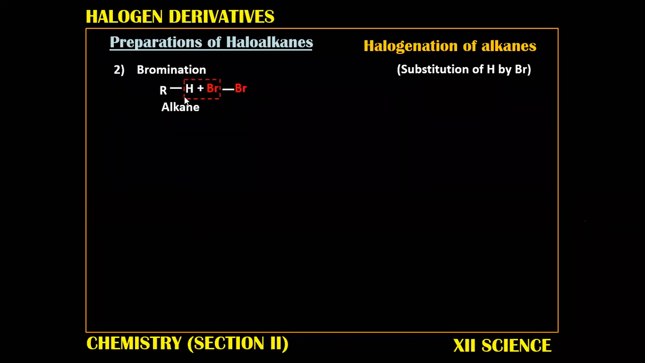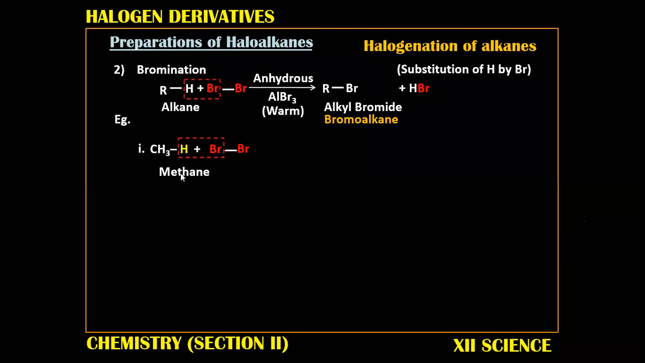In bromination, when alkane reacts with bromine, here on the arrow we have to write anhydrous aluminium bromide. Hydrogen will be replaced by bromine and we get alkyl bromides or bromoalkanes. Copy down the general reaction and then do example with methane. Complete reaction with methane. But here it does not go to di, tri, tetra substituted product. The reaction will stop at mono substitution only.